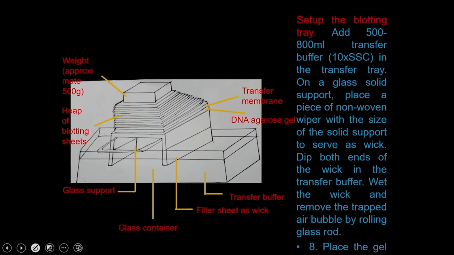This is a typical transfer apparatus that people use for Southern blotting. You have a glass tray with the transfer buffer, and in this transfer buffer you have a glass support. On this glass support, first you put a sheet of Whatman filter paper, which is slightly bigger, and it should be submerged within this buffer. Then you are going to keep the agarose gel.